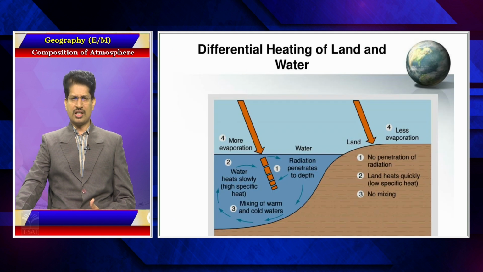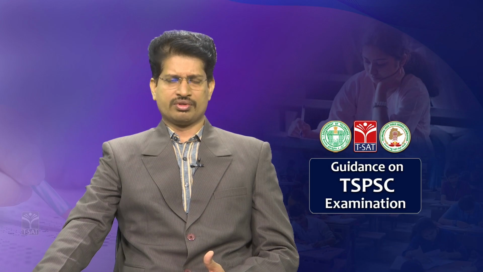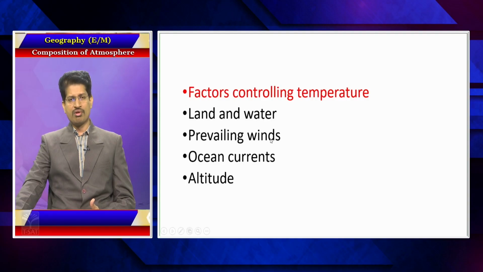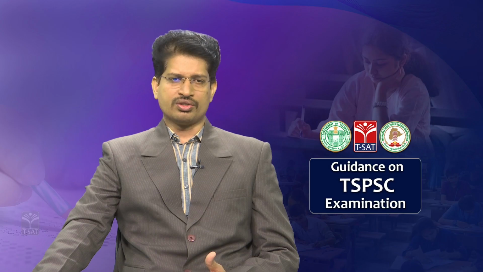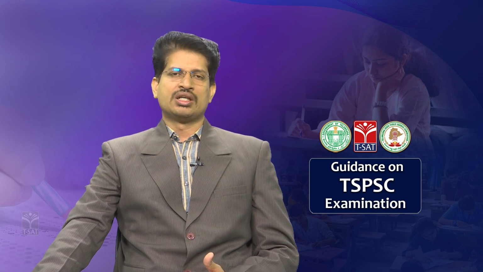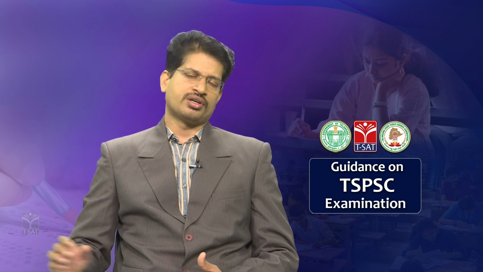So, the conditions prevailing regarding the land and water nature, the direction of flow of wind, ocean currents, whether they are cold or warm, and altitude, as I have discussed with you in terms of lapse rate and terrestrial radiation, are the different factors responsible for impacting the temperature of a region.